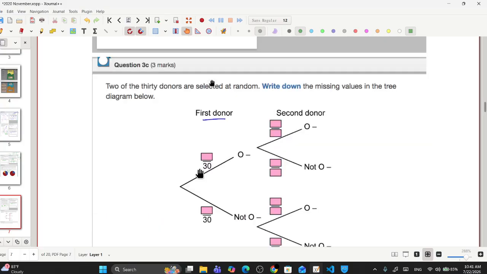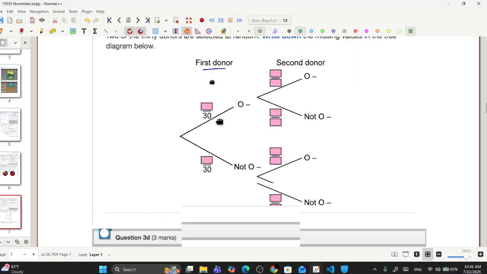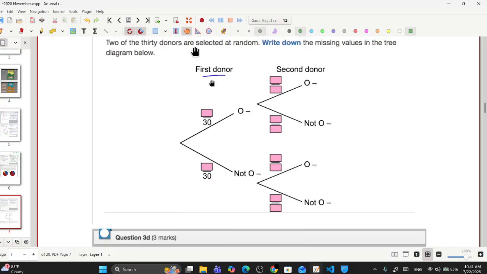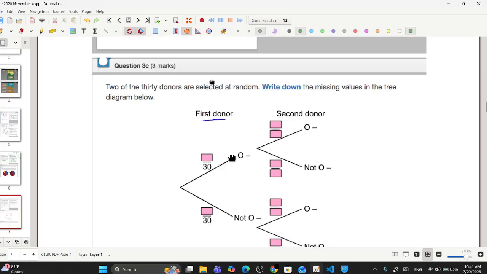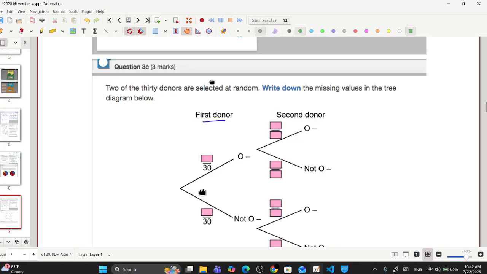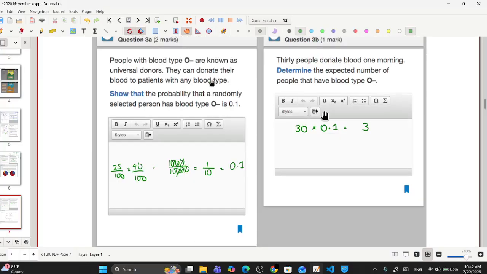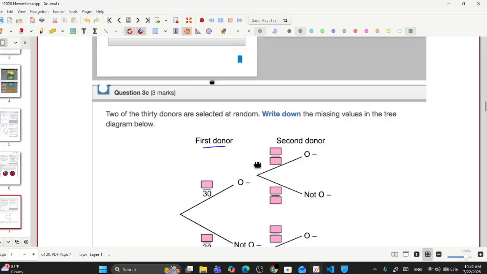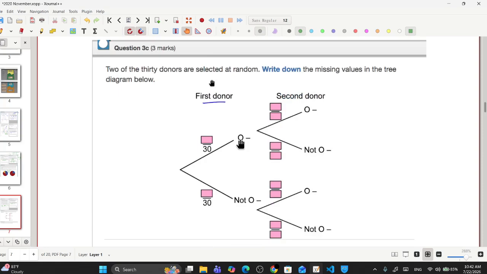Let's move forward. 2 of the 30 donors are selected at random. Write down the missing values in the tree diagram. Okay. Now look, in the first donor example, we have 3 people with a blood type of O negative. So if 3 people had the blood type of O negative, how many people would have had a blood type which is not O negative?